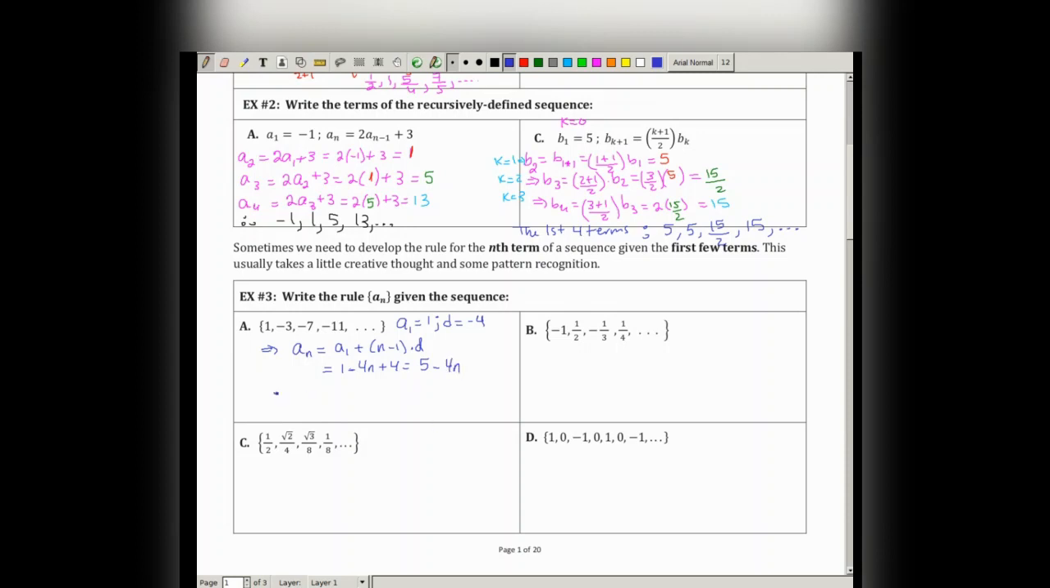And we can test this out. So therefore, my sequence, my a sub n, is going to be equal to 5 minus 4n. Okay, so we can check it out. If n is equal to 1, 5 minus 4 is 1. If n is equal to 2, 5 minus 8 is -3. n is equal to 3, 5 minus 12. It'd be negative 7. And so on and so forth. So this works out.